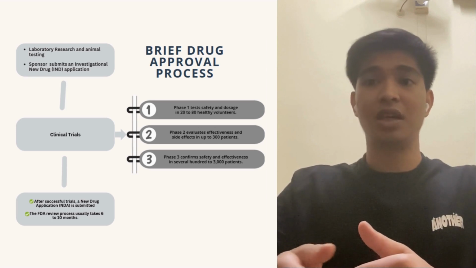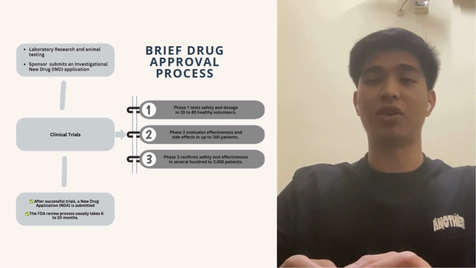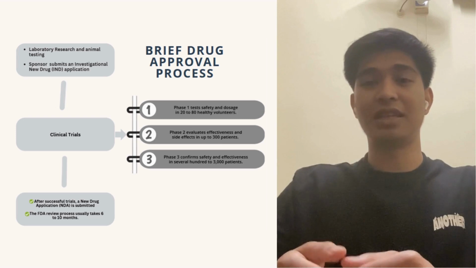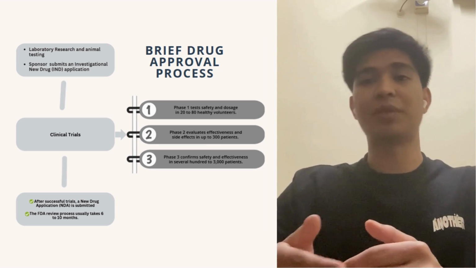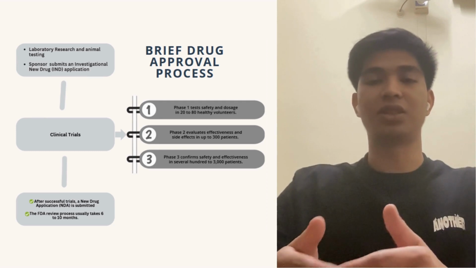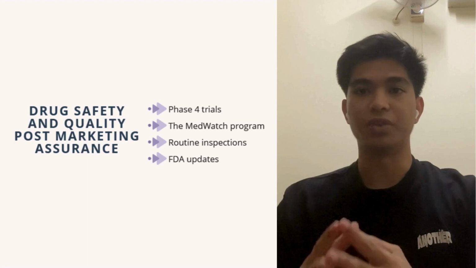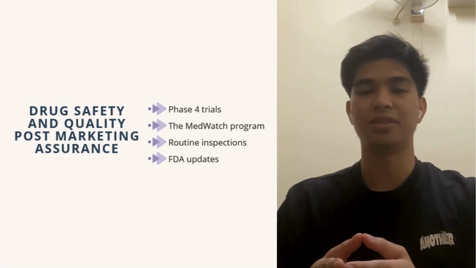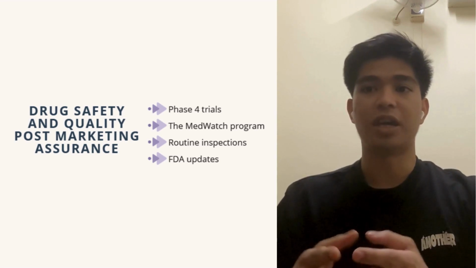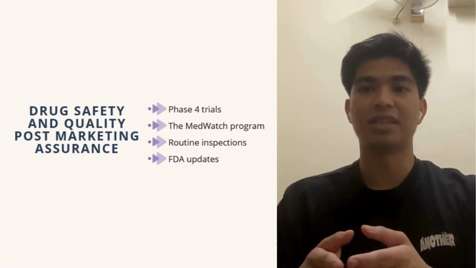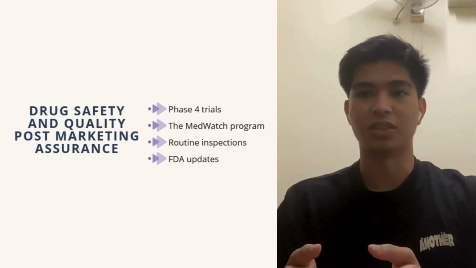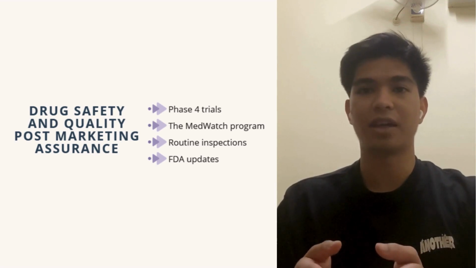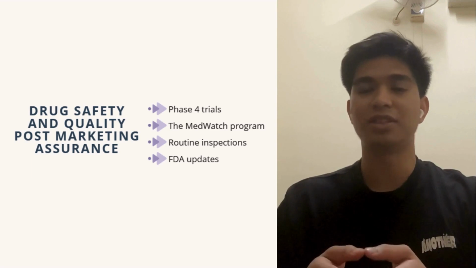Once these trials are successful, a new drug application is submitted, which includes all study data, safety results, manufacturing details, and proposed labeling. The FDA then reviews the application, usually taking 6 to 10 months, although the full development process may take around 10 to 15 years. Even after approval, the FDA continues to ensure safety through post-marketing surveillance and pharmacovigilance. This includes Phase 4 studies, which help detect rare or long-term side effects and assess how the drug performs in real-world conditions. The MedWatch system also supports safety monitoring by allowing healthcare professionals and patients to report adverse reactions.